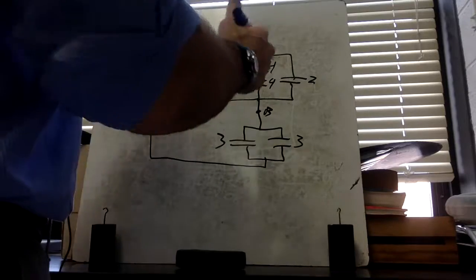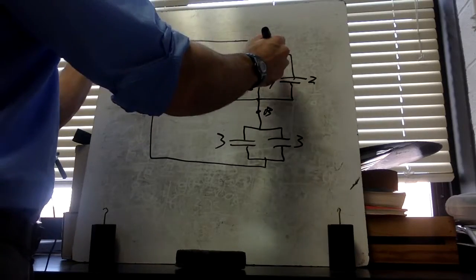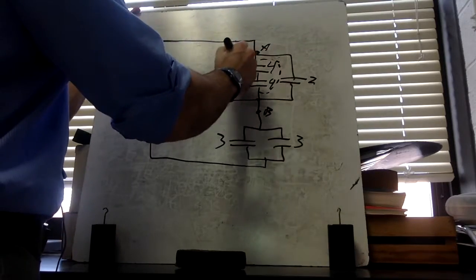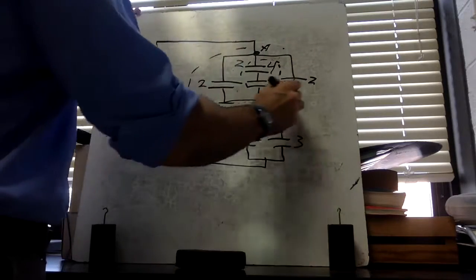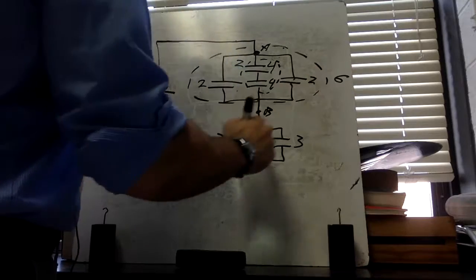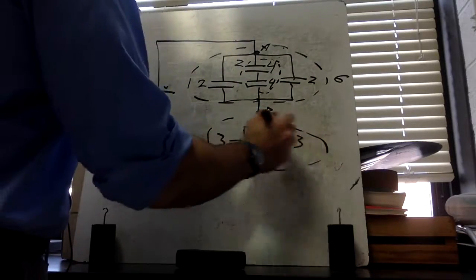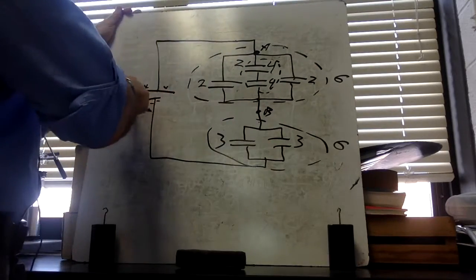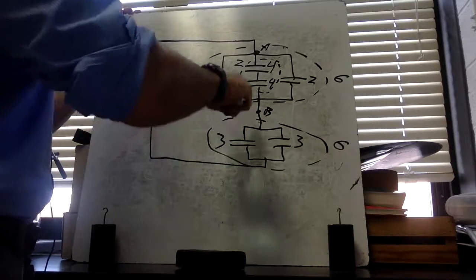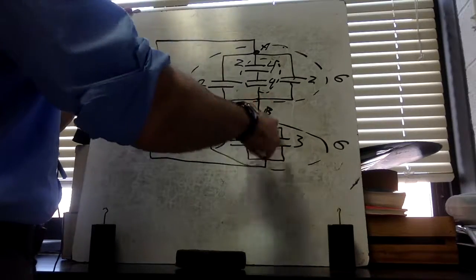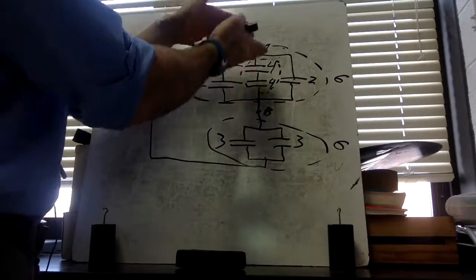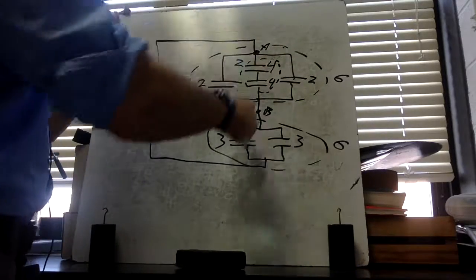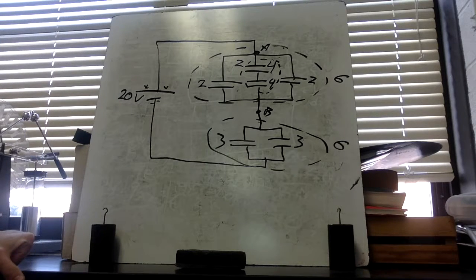And what we end up finding here is that the equivalent capacitance here is 2, and then 2 plus 2 plus 2, this whole thing has equivalent capacitance of 6, and then these two added up have equivalent capacitance of 6. That means that the voltage, 20 volts, is split evenly between this capacitor thing and this capacitor thing. And that's really what's separating here. So from A to B, it's a 10 volt difference.